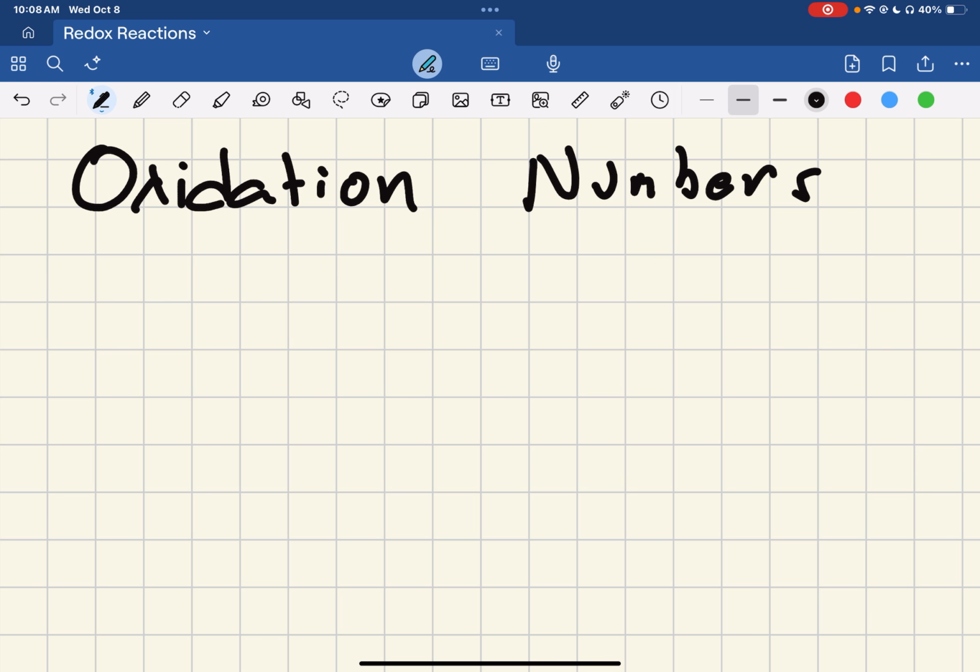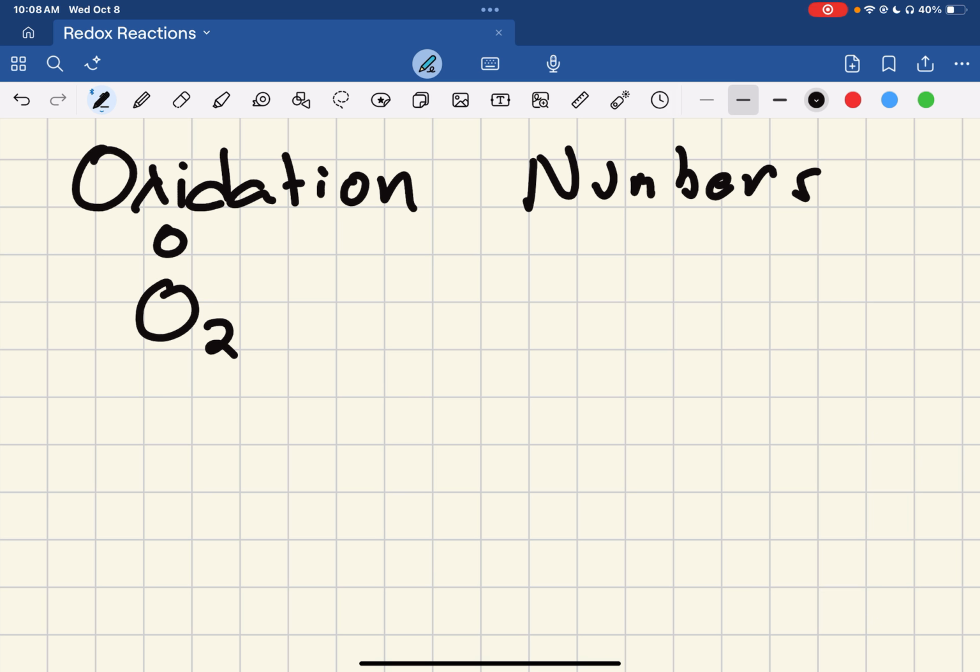For example, if you have a pure element, let's say oxygen gas, this is real simple because it's bonded to itself. Therefore the oxidation number here is going to be zero. So anytime you see a diatomic, the oxidation number is always going to be zero, no matter what.